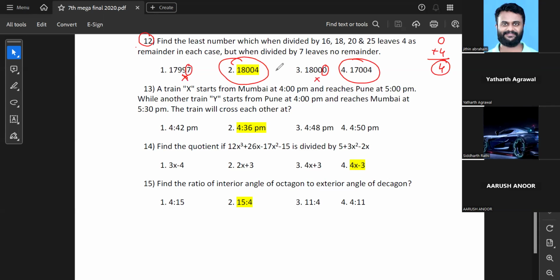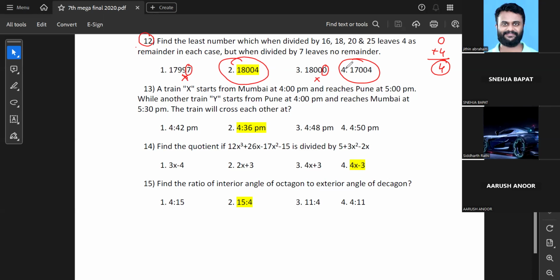Sir, I think the first thing we should do is check if each of the numbers is divisible by 7 and eliminate the option. No. Sir, maybe we should find the LCM of 16, 18, 20, and 25. Don't do that, beta. You are simply complicating the problem. Why find the LCM?